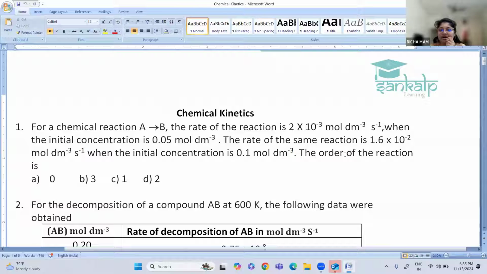the reaction is 2 into 10 raised to minus 3 mole dm cube per second, when the initial concentration is 0.05 mole per dm cube. The rate of the same reaction is 1.6 into 10 raised to minus 2 mole dm minus 3 per second, when the initial concentration is 0.1 mole dm cube. What is the order of the reaction?